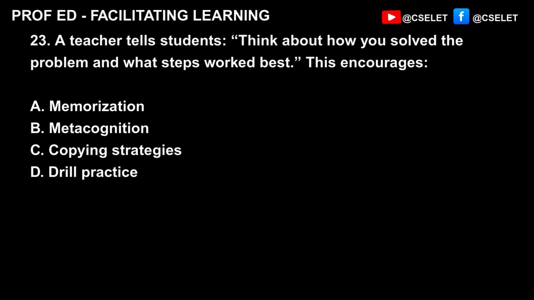A teacher tells students, "Think about how you solve the problem and what steps work best." This encourages: A. Memorization, B. Metacognition, C. Copying strategies, D. Drill practice.